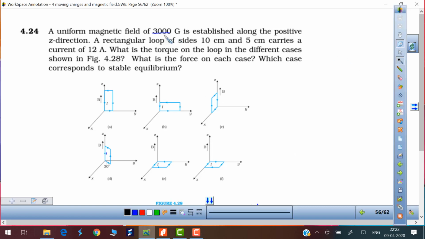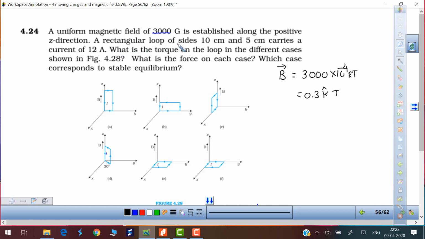A uniform magnetic field of 3000 Gauss is established along the positive z direction. So here in our case, B is equal to 3000 into 10 raised to minus 4 Tesla. In which direction? Positive z direction, means it is the direction of K. So I can write 0.3 K Tesla.